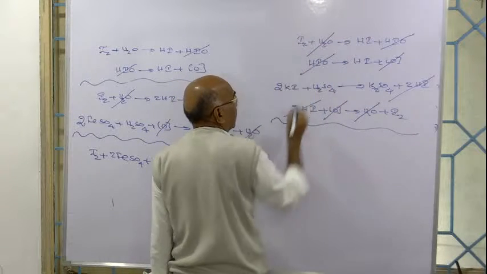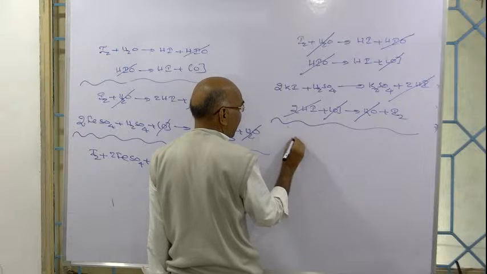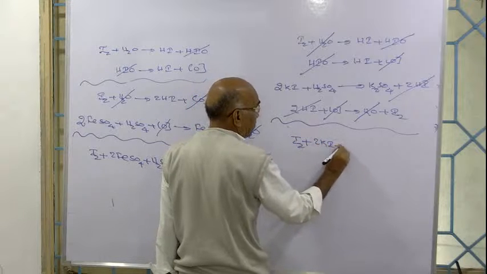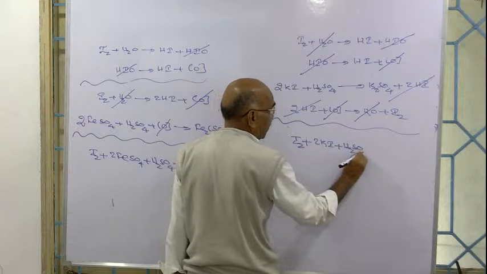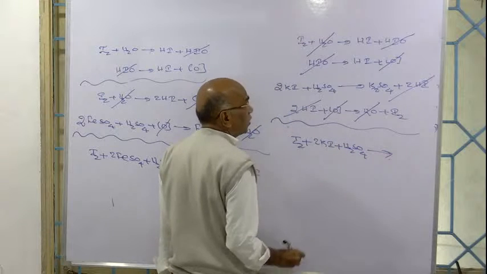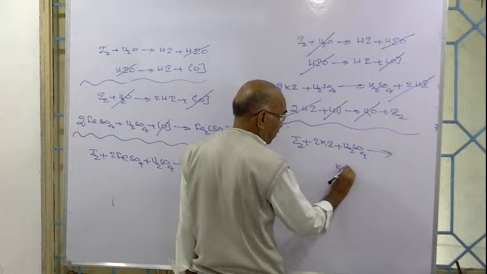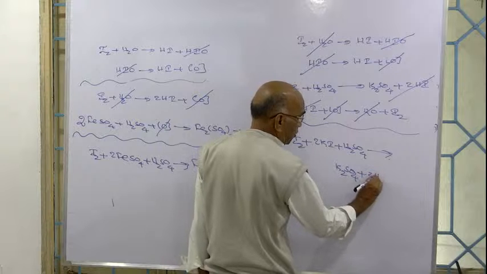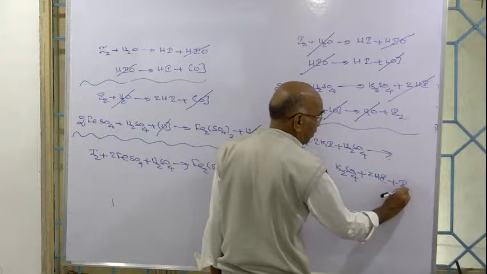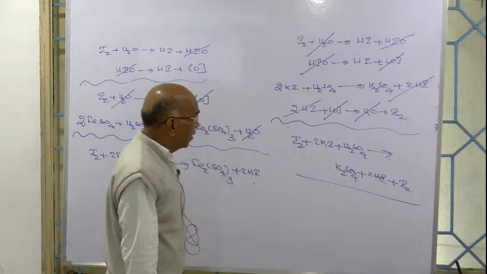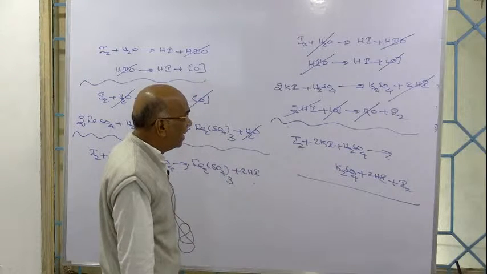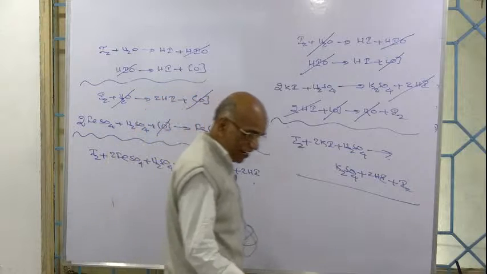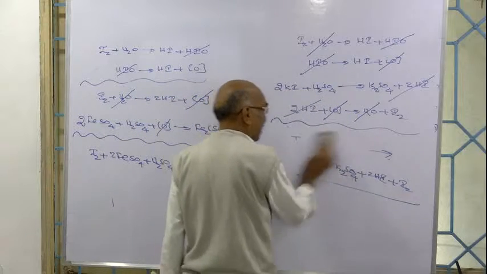The leftover is I2. 2KI plus sulfuric acid gives potassium sulfate plus 2 moles of HI plus iodine. Iodine gets cancelled, no? You don't take this reaction. We'll get iodine here only.